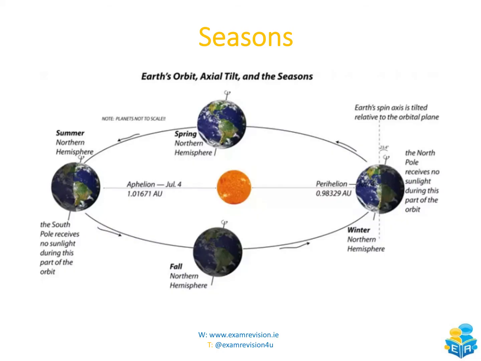So this is a depiction of the Earth's seasons: the Earth's orbit, its axial tilt, and the seasons. Right here in the centre, we have our sun, and we can see that in each one of the diagrams, we have the same tilt. It's roughly 23.5 degrees.